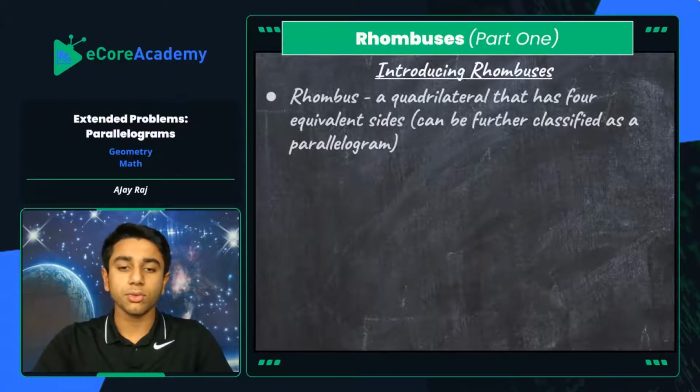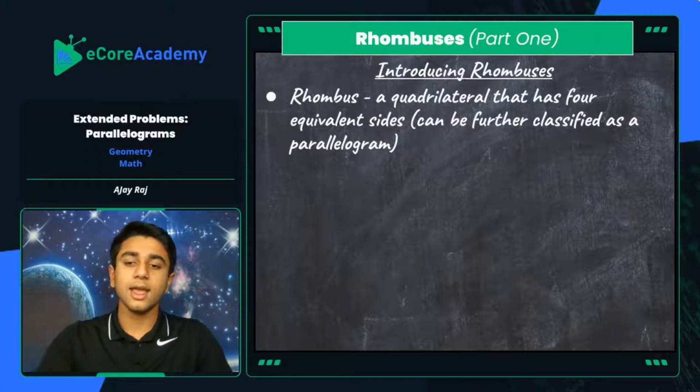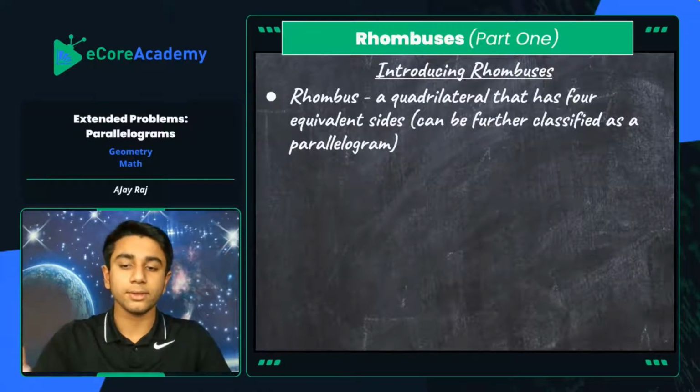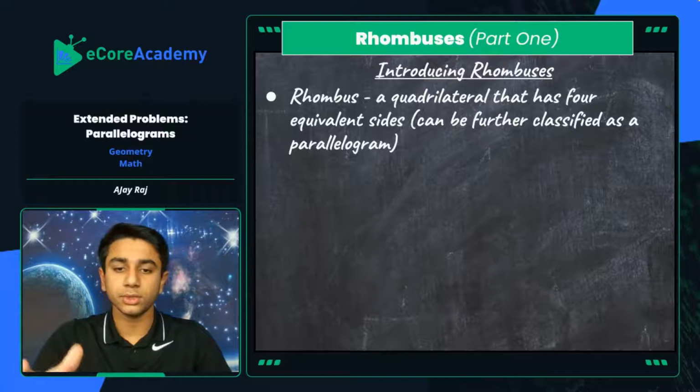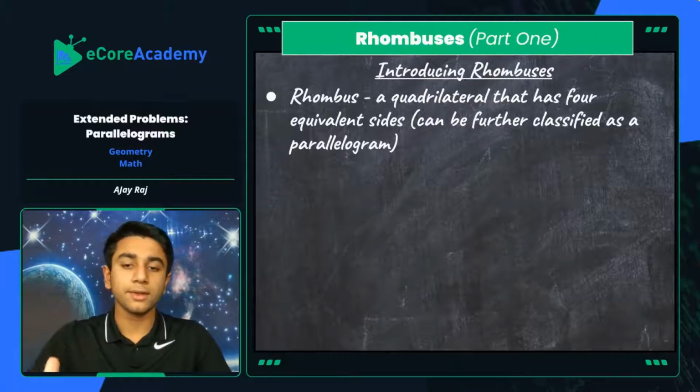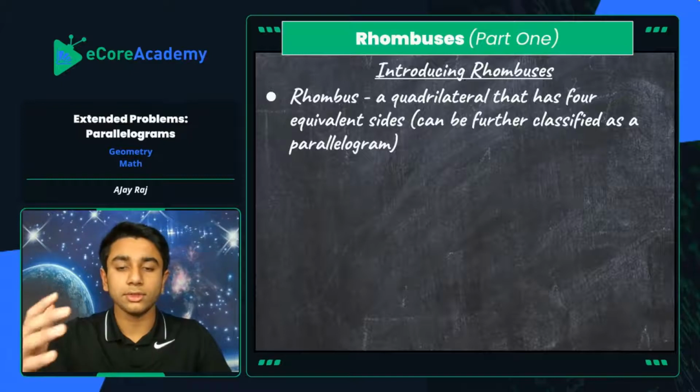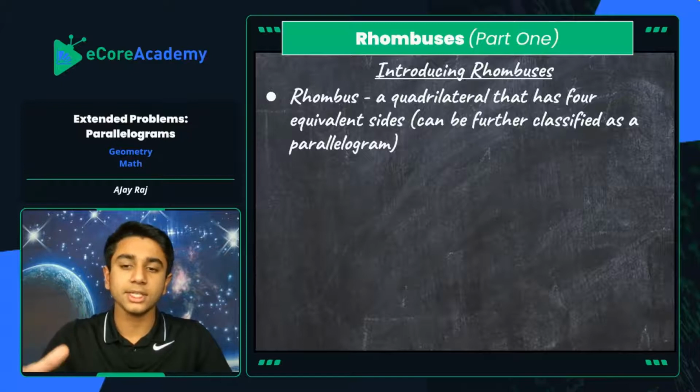So introducing rhombuses. A rhombus is a quadrilateral that has 4 equivalent sides and can be further classified as a parallelogram. So a rhombus is a parallelogram or a quadrilateral, but let's refer to it as a parallelogram. It's a four-sided figure that's a parallelogram that has 4 equivalent sides. That means it has equal opposite angles because it's a parallelogram, and equal opposite sides to the point in which all 4 sides are equivalent.